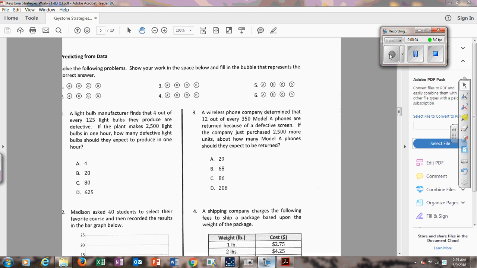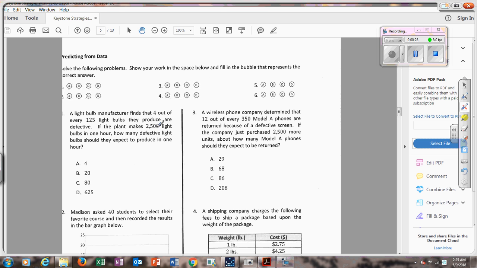Okay, predicting from data. Number one, a light bulb manufacturer finds that 4 out of every 125 light bulbs that they produce are defective. If the plant makes 2,500 light bulbs in 1 hour, how many defective light bulbs should they expect to produce in 1 hour? So the easiest way to do this is to set up a proportion, which is going to be 4 out of 125 equals X over 2,500.